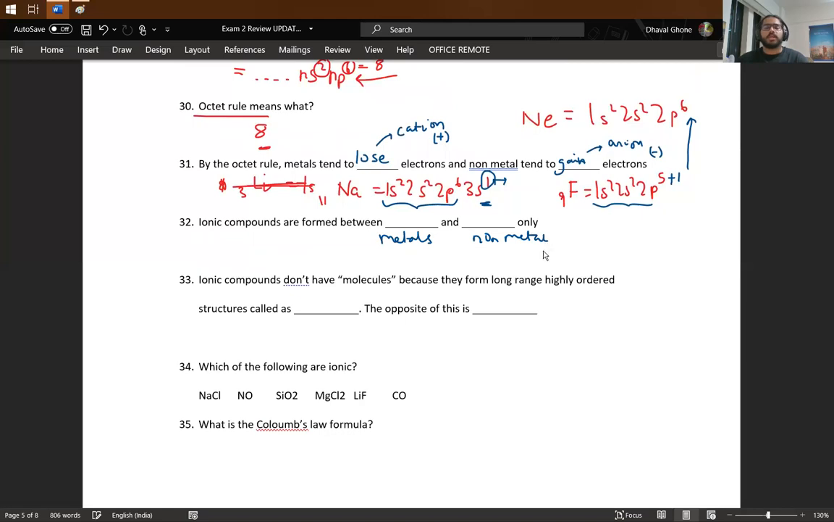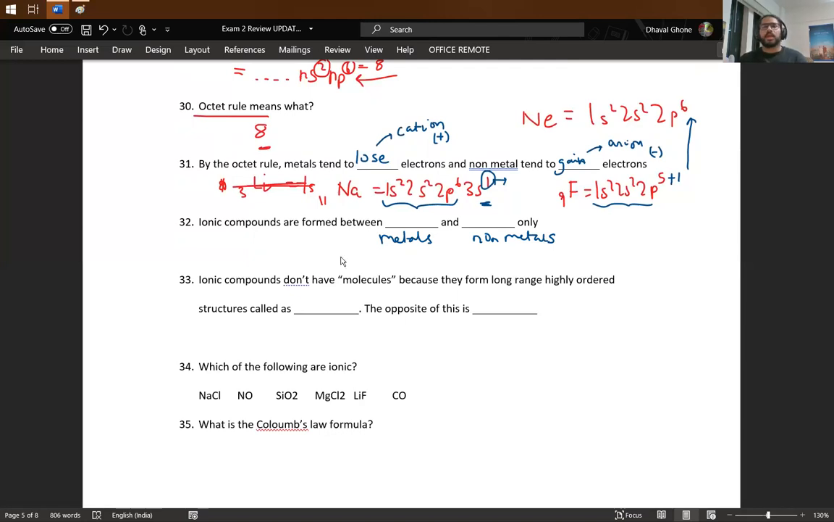You cannot have two metals forming two cations coming together because they'll repel each other. You cannot have two non-metals forming two anions coming close together because they'll repel each other. Metalloids do not form ions completely anyway. So the only option that remains is taking a metal and a non-metal. They have opposite charges and they'll attract.